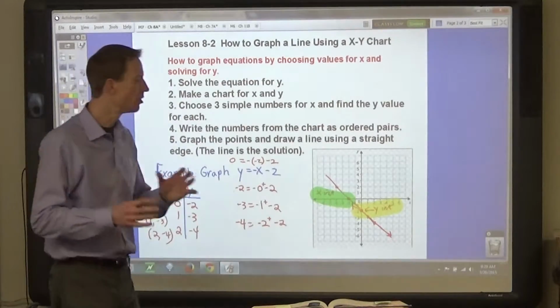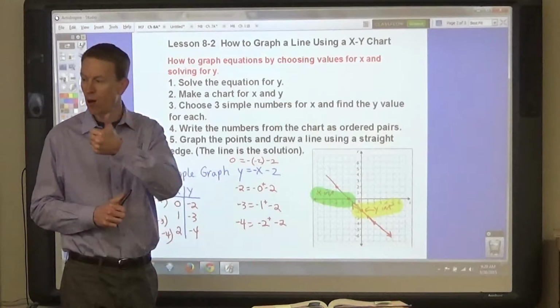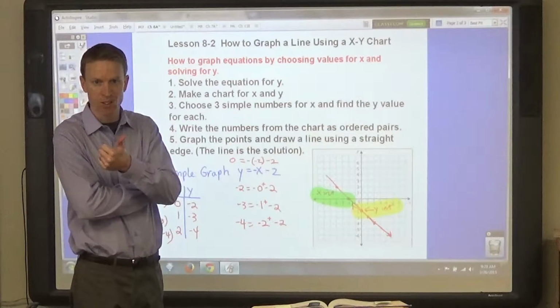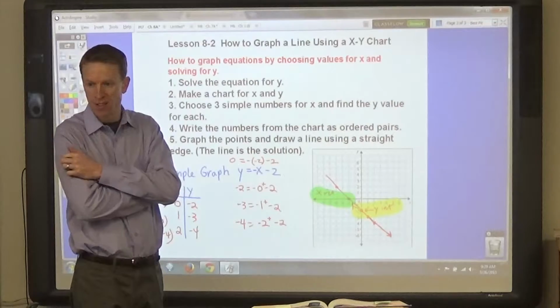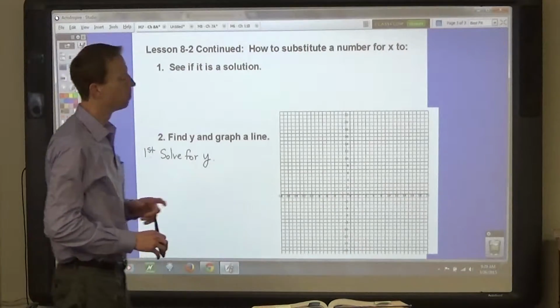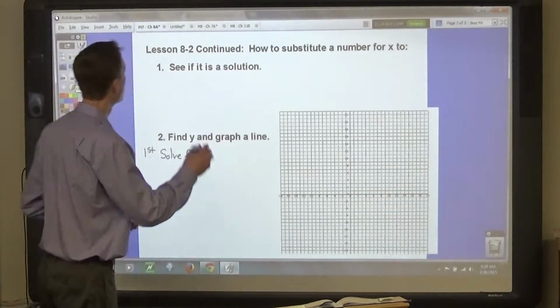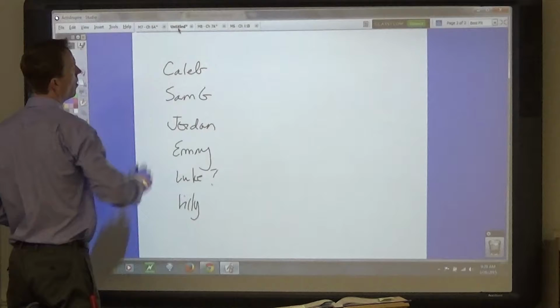So, that's our goal, to be able to graph this line and be able to tell where it crosses the y-axis, the y-intercept. Alright, that will be useful later. Let's go to some more from this lesson. Well, wait, let's go through your assignment for today first. Okay?